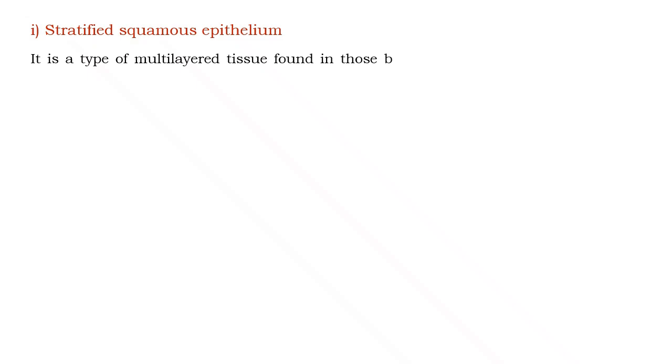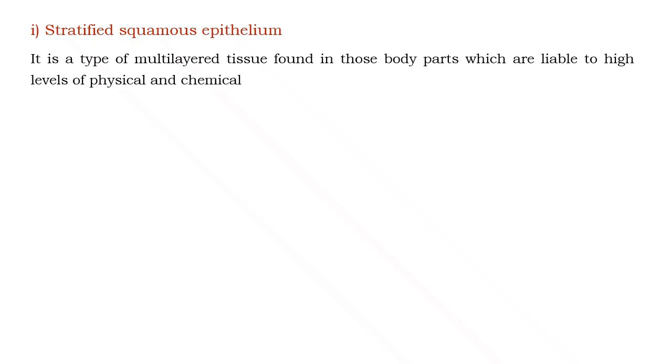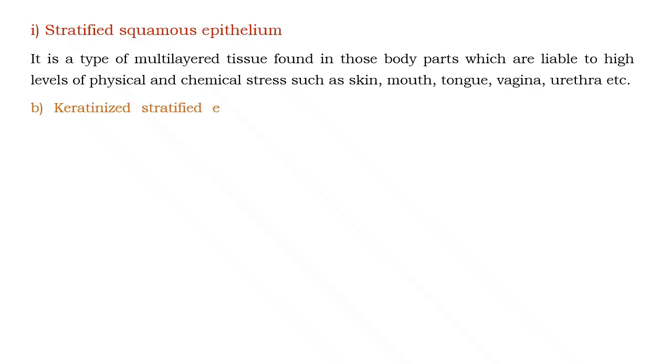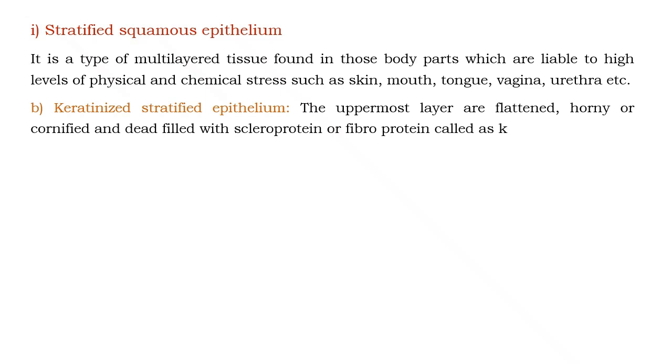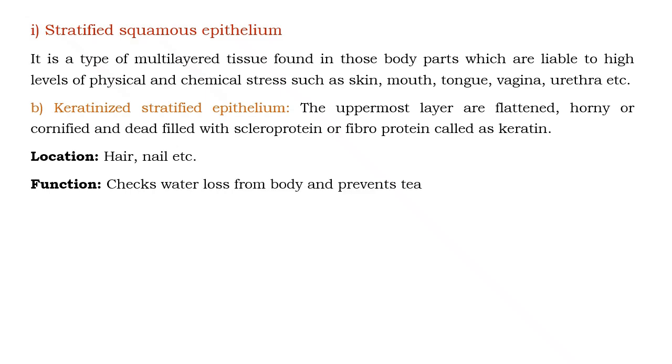Stratified squamous epithelium. It is a type of multi-layer tissue found in those body parts which are liable to high levels of physical and chemical stress, such as skin, mouth, tongue, vagina, urethra, etc. Keratinized stratified epithelium. The uppermost layers are flattened, horny, or cornified and dead, filled with a scleroprotein or fibroprotein called keratin. Location: hair, nail, etc. Functions: check water loss from the body and prevent wear and tear of the skin.